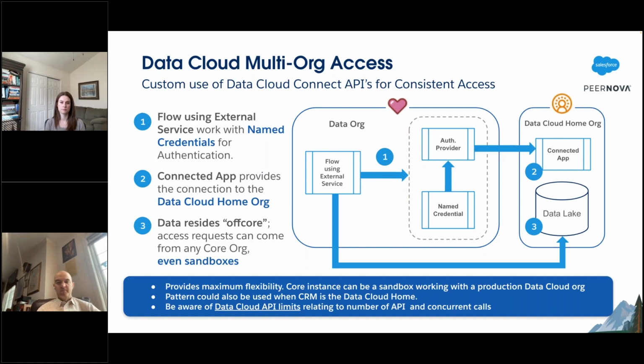As you develop with this pattern, we need to keep in mind the Data Cloud API limits, and the number of API calls and the concurrent calls need to be thought of. And that's why we use the tabbing approach to the implementation of the experience that we showed.